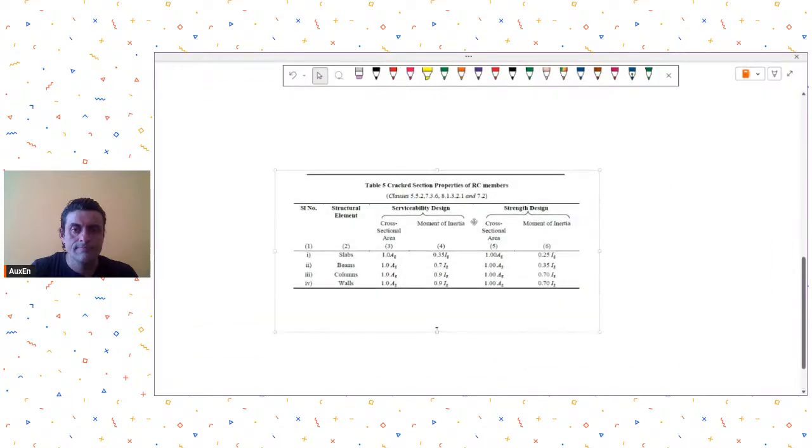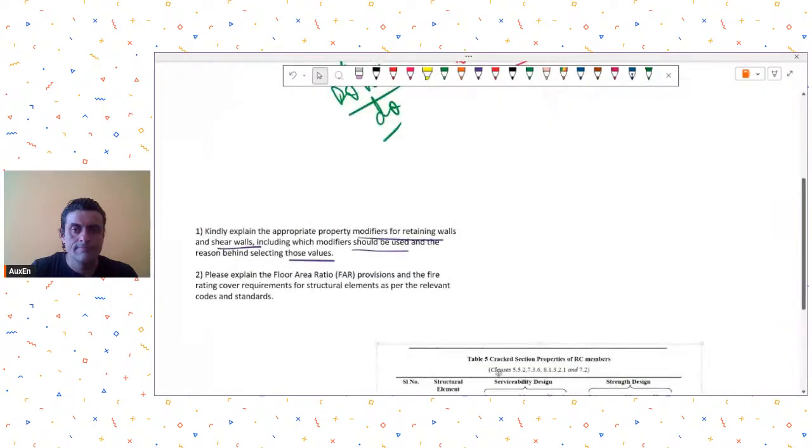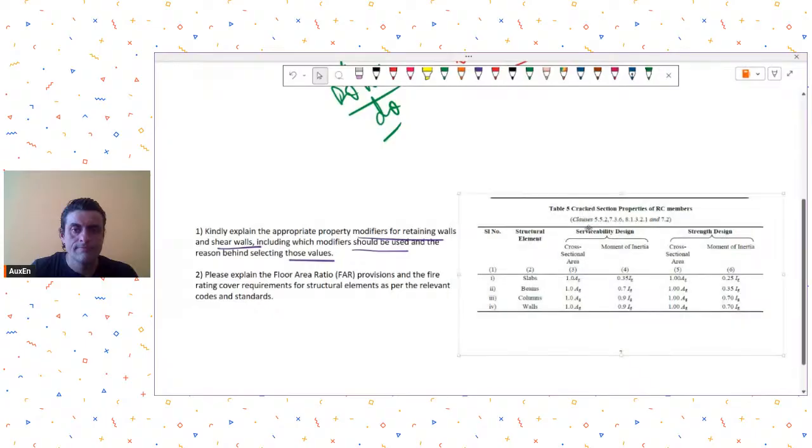So this is the table from 16700 I have just copied. So for retaining walls and shear walls. Okay, so for walls, if you are doing the strength based design, it is giving you this modifier. Now remember these walls are your RCC structural walls.